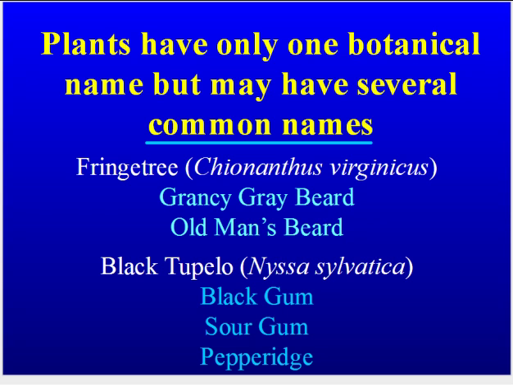For instance, fringe tree. Fringe tree is the common name. It's also known as Grancy Graybeard, also known as Old Man's Beard. Those are all three common names. But the scientific name is Chionanthus virginicus. Grancy Graybeard, Old Man's Beard, it's a lot easier to say, as is fringe tree.